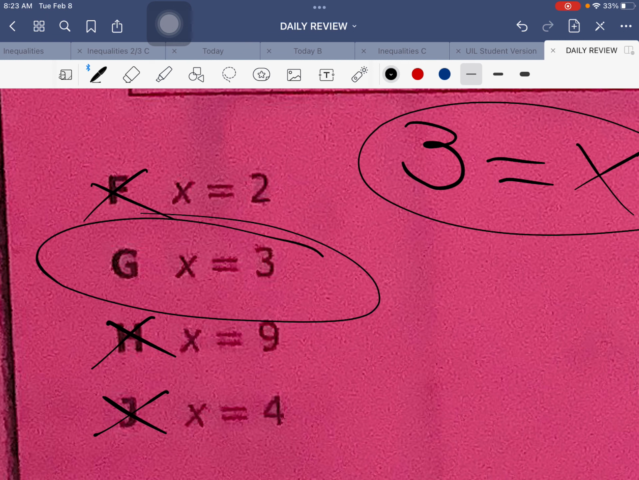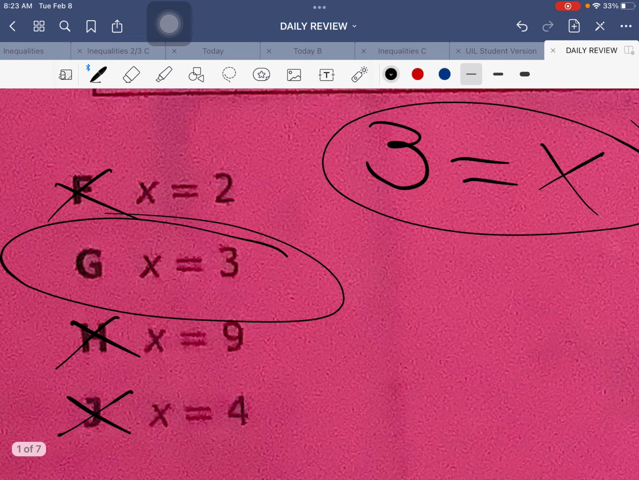¿Cómo va a ser abajo? ¿Cómo va a ser abajo? Oh, okay. Okay.